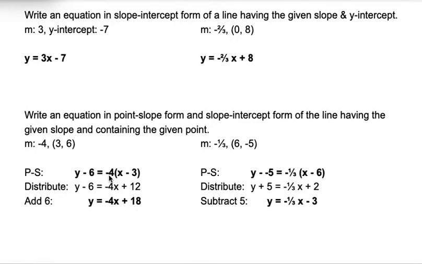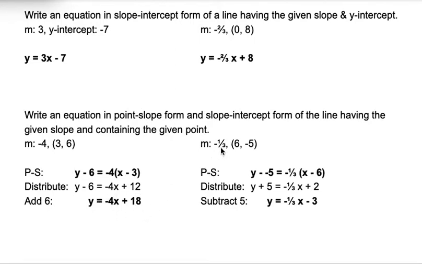Okay, and then we will distribute. Negative 4 times x is negative 4x. That always works out really nice. Negative 4 times negative 3 is a positive 12, so we put plus 12. Then we take our minus 3, our 6, we add 6 to the 12, and we get our slope-intercept form.